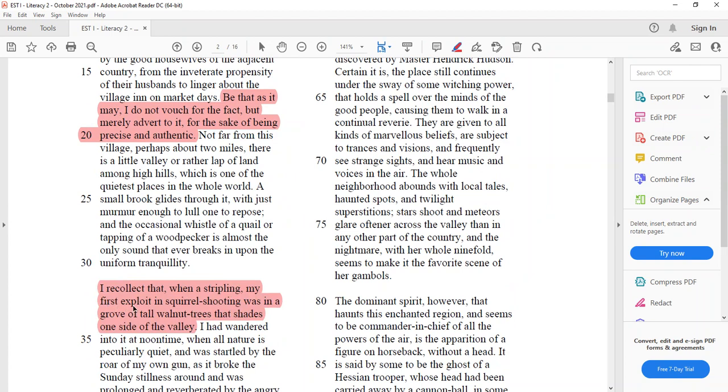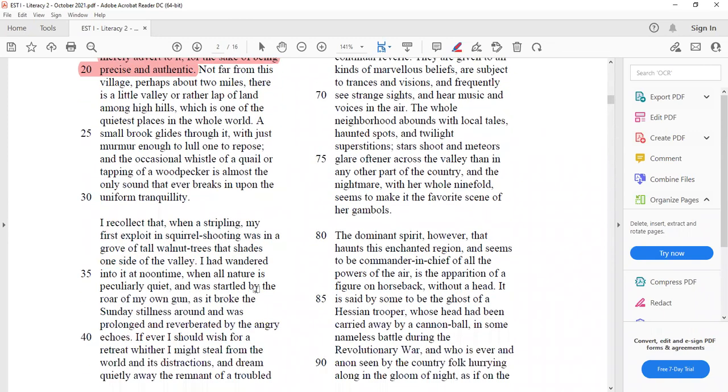My first exploit in squirrel shooting was in a grove of tall walnut trees that shades one side of the valley. Yeah, we can see here that the narrator talks about something that happened to him, but there is no adjective here that describes the narrator. So there's not one of the answer. So I'm not gonna highlight it.